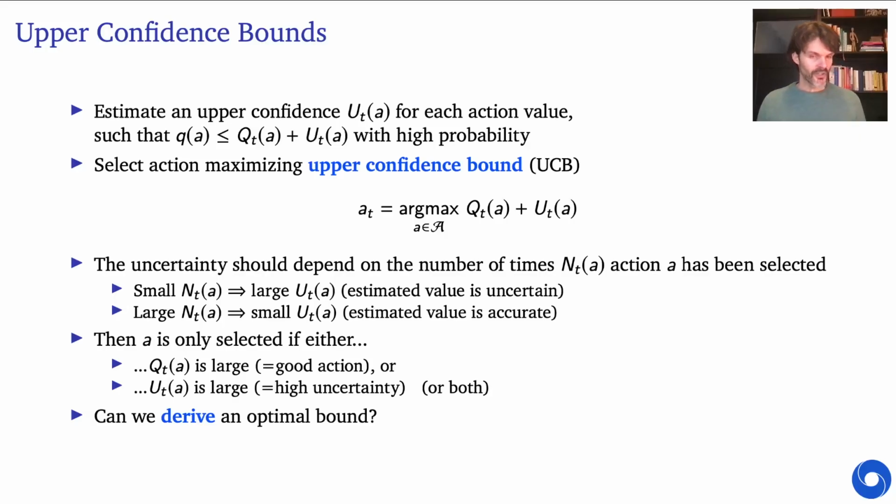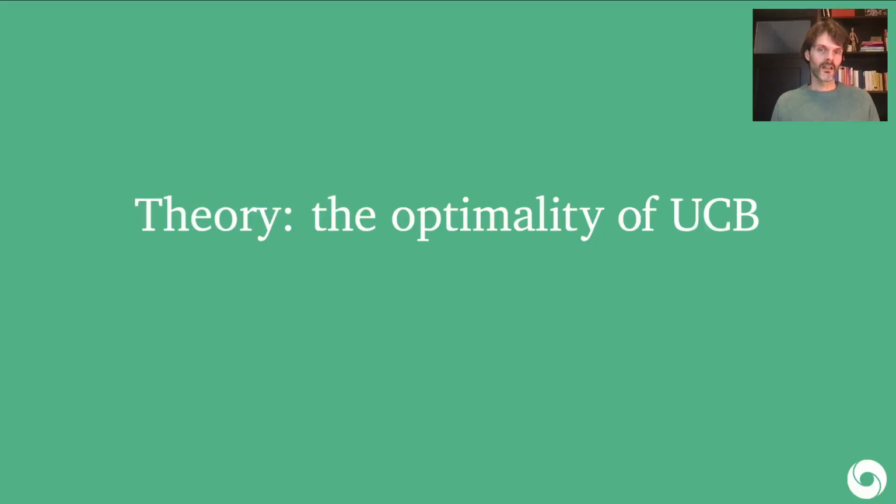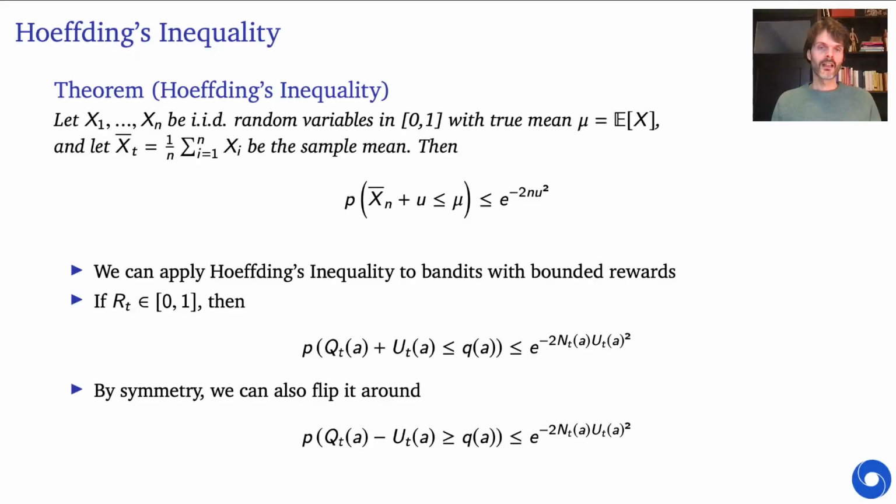Now, this is the intuition, but can we somehow derive this bound? Can we figure out what the right way is to approach this? And can we come up with a bound that is optimal in some way or the other? So we're going to discuss that, and then I'm going to actually derive it on the blackboard. But first, we're going to do this on the slides. And what we're going to use is something called a concentration inequality. This specific inequality that we're going to use is called Hoeffding's inequality.